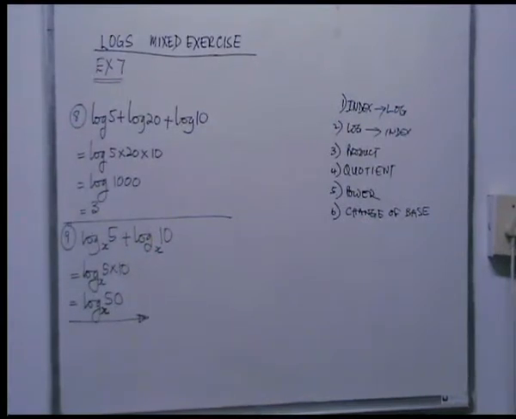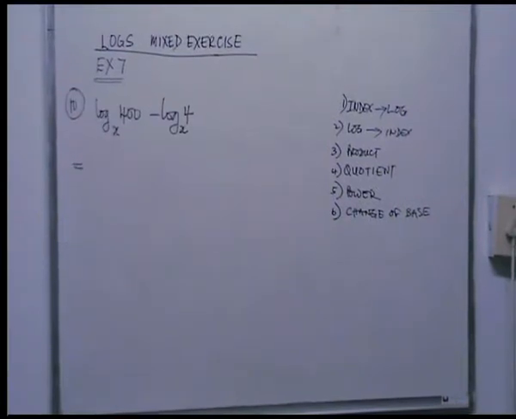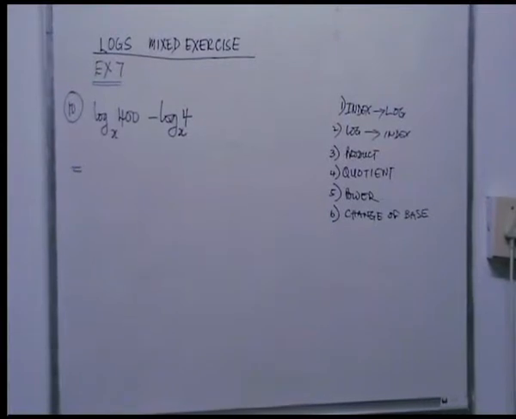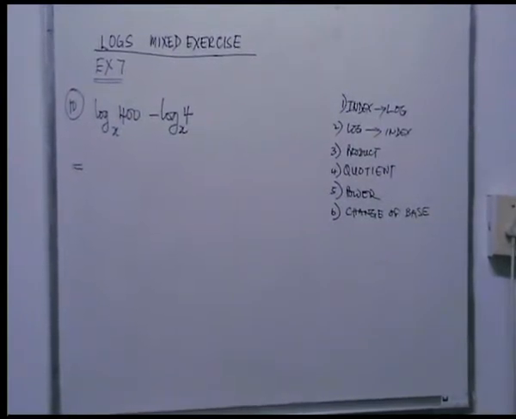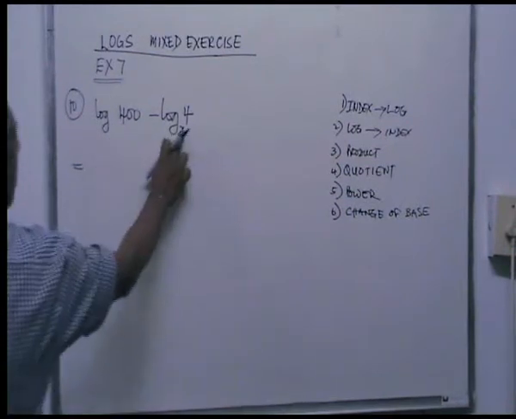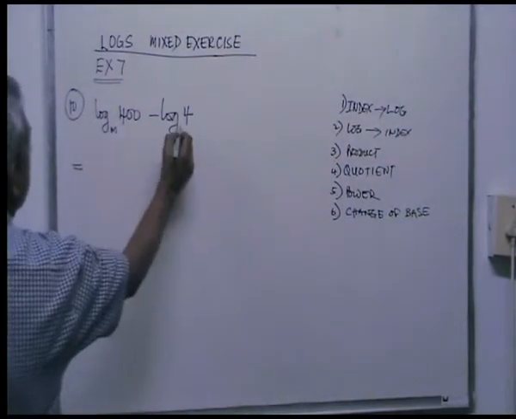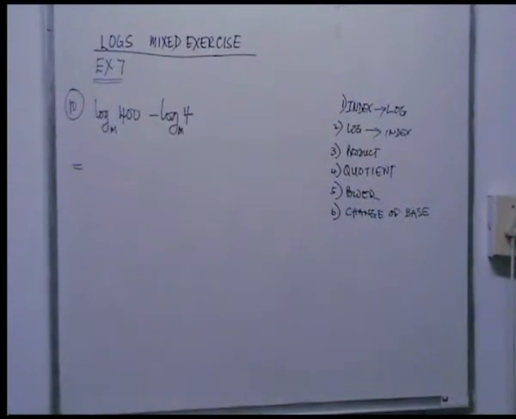And finally, we're going to look at number 10. So here we have number 10, log 400 to the base x minus log 4 to the base x. The bases are exactly the same. Sorry, the base is m, not x. Base is m and m. So the bases are exactly the same.